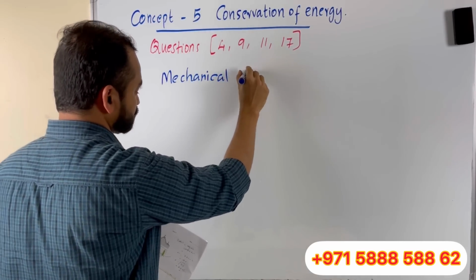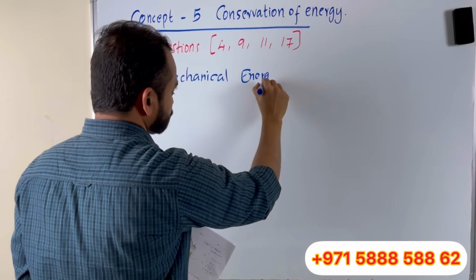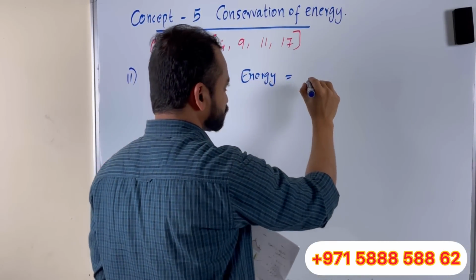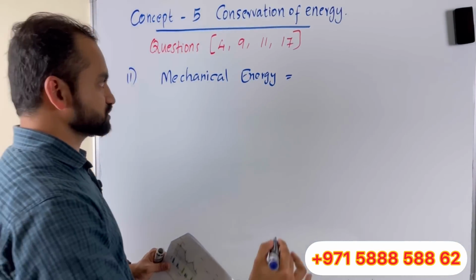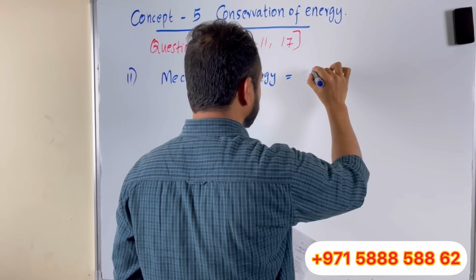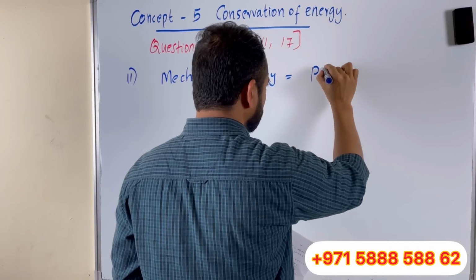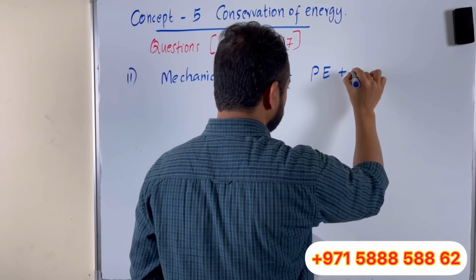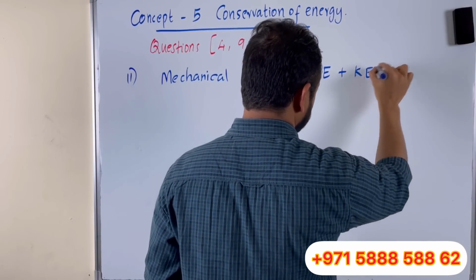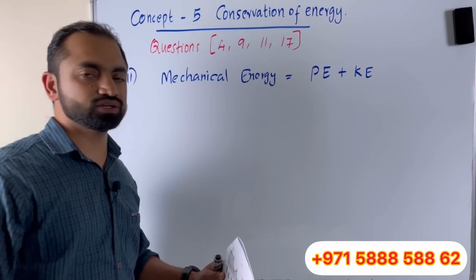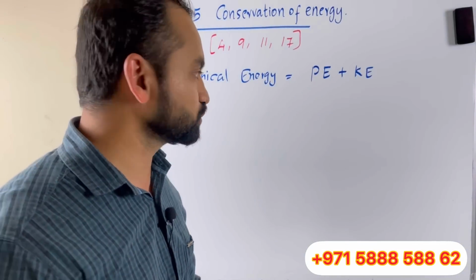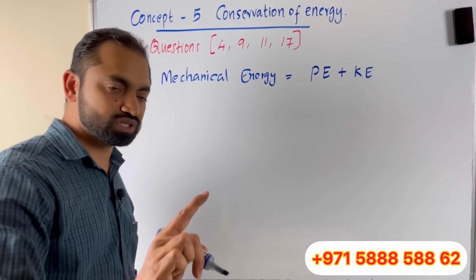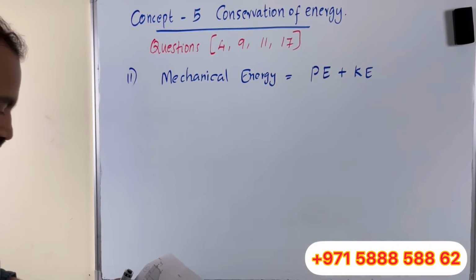What is mechanical energy? Mechanical energy is equal to the sum of potential energy and kinetic energy of a system. The mechanical energy of a system is equal to the potential energy of the system plus its kinetic energy. So what is the mechanical energy of an object? It is equal to the potential energy of the object plus the kinetic energy of the object.